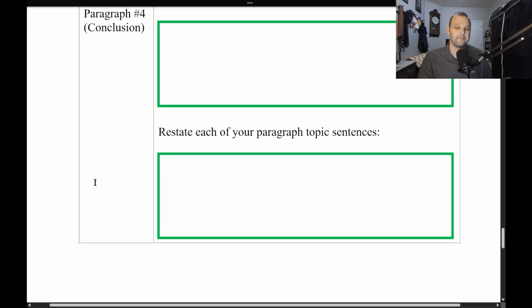Restate each of your paragraph topic sentences. Sometimes you could combine this into one sentence. If each of your body paragraph topic sentences are extremely similar, you could combine those into one sentence, just for the sake of brevity, being concise.